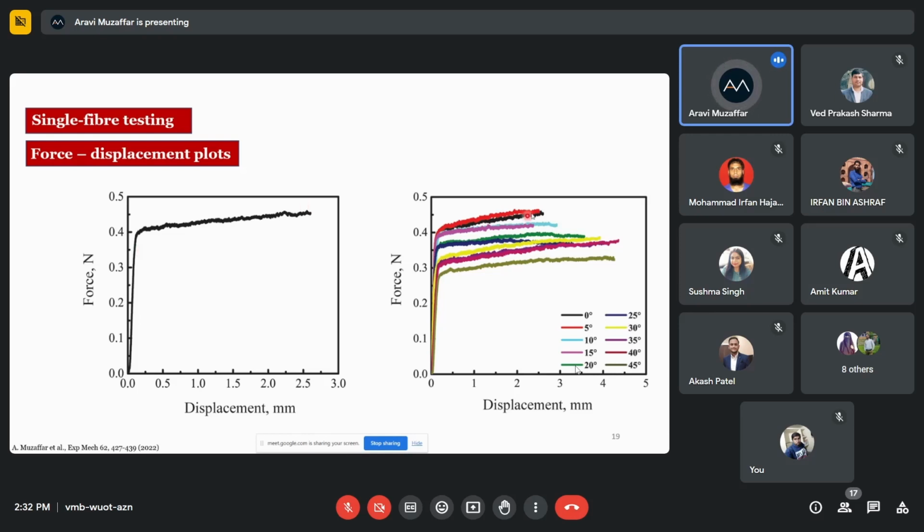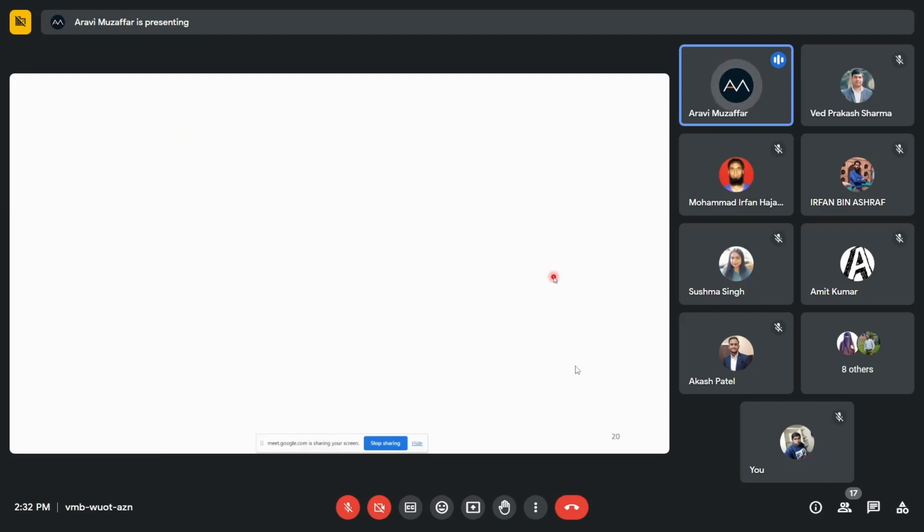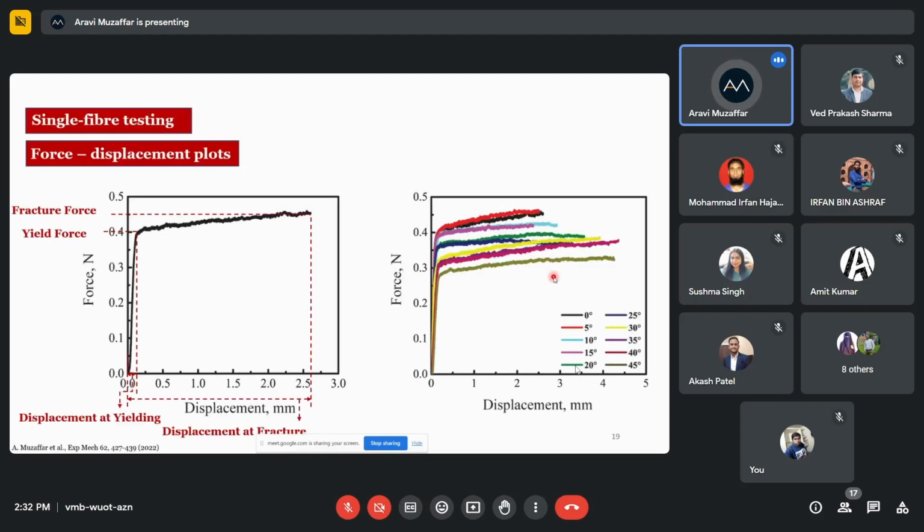We see that there is a great change whenever we are changing the fiber inclination angles. If we want to quantify the effect in terms of fracture force, yield force, as well as the displacement at fracture and displacement at yielding, we see that there is change in all these parameters. The yield force continuously decreases whenever the fiber inclination angle is increasing, and the displacement till failure is increasing whenever the fiber inclination angle is increasing.